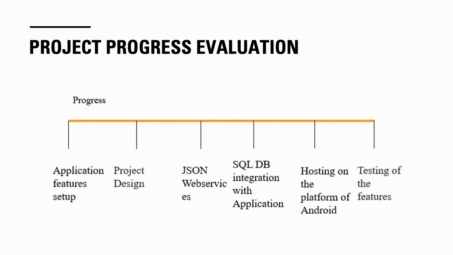Project progress evaluation consists of application feature setup, project design, JSON web services, SQL database integration with the application, hosting on the Android platform, and the testing of the features.